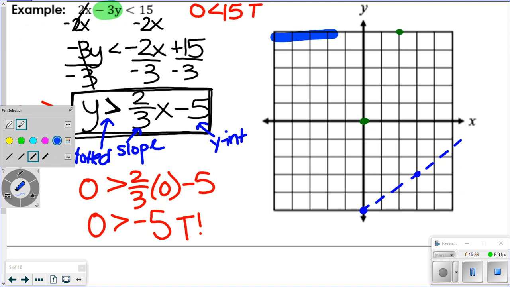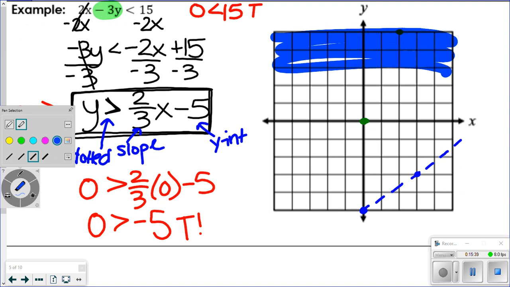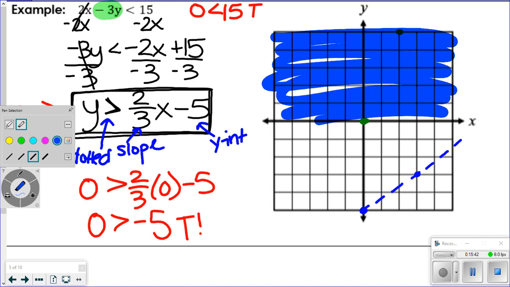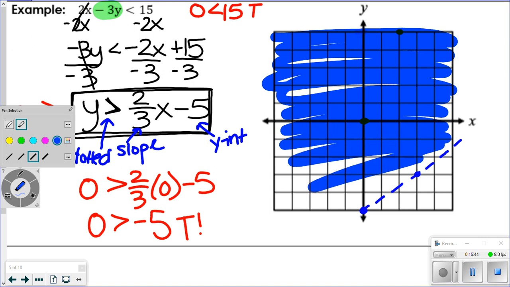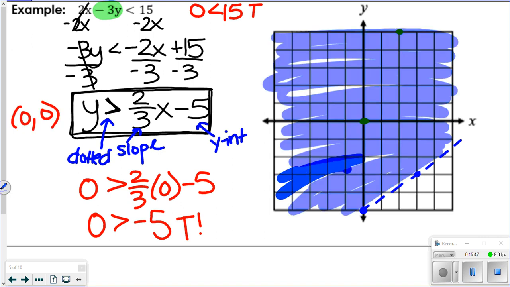So I'm going to shade this entire area, and that is my solution, my answer. Now, remember above we did 3, -4, and that was not a solution. So notice it's in my white area. It's not in my common shaded region. So it's not a solution.